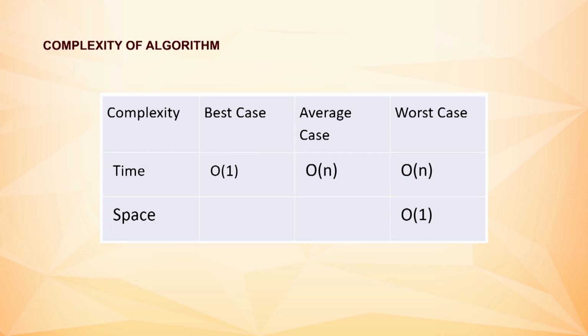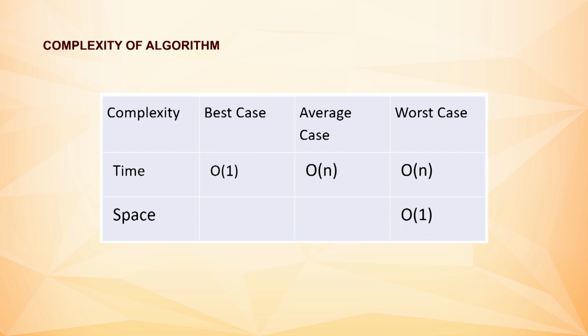Suppose you start searching for a student during the class, and the student is available at the first bench. Your search is called the best case. When the student is available at the middle position, that is called the average case. And if you perform the whole searching operation and the student is at the last position, that is called the worst case. These are the variants of cases when finding the complexity of an algorithm.